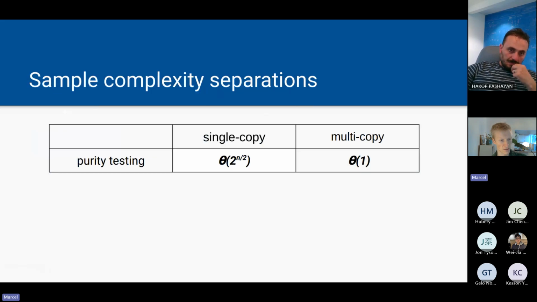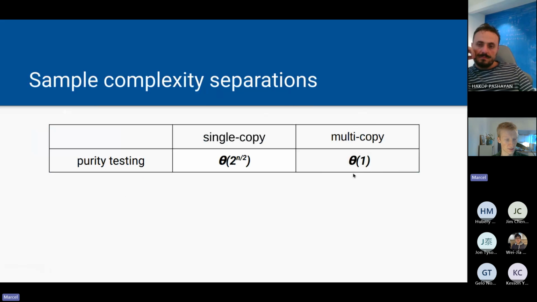For instance, a canonical example of that is the task of purity testing, where we would like to test if some unknown state is either pure or maximally mixed. So it's known that in the multi-copy setting, if we have this multi-copy power available to us, or the experimental capabilities, then we can get away with just a constant amount of copies. There's no dependence on the system size. And this algorithm is basically just running the swap test a couple of times.